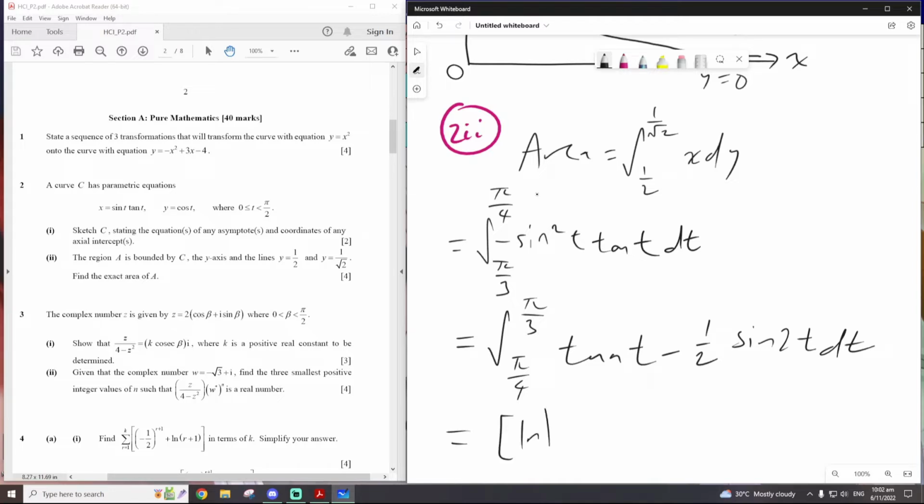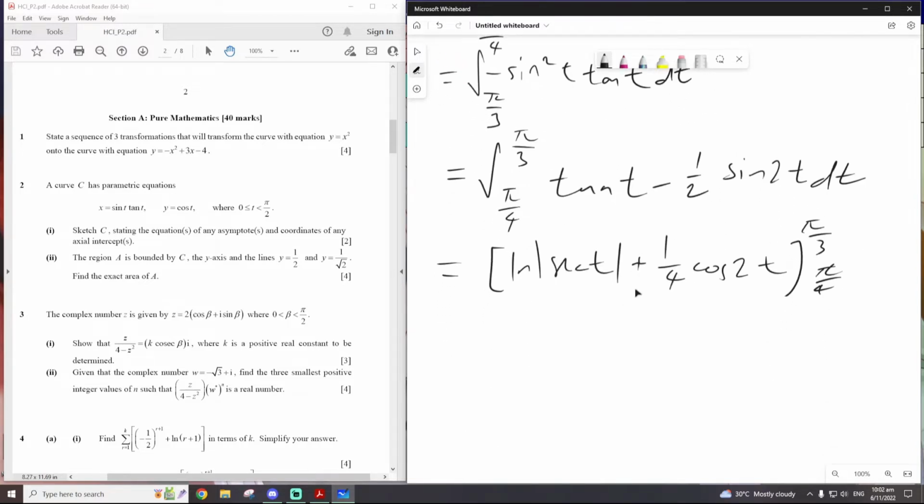So this is ln mod secant t plus actually quarter cosine 2t. And this goes from pi over 4 to pi over 3. Okay, so you have ln 2 minus 1 over 8 minus ln root 2.